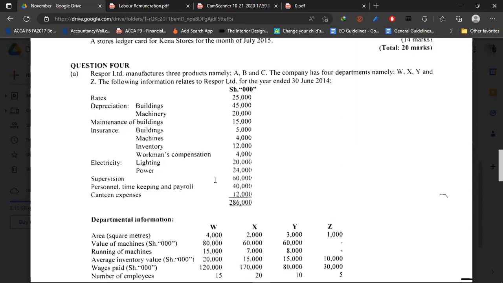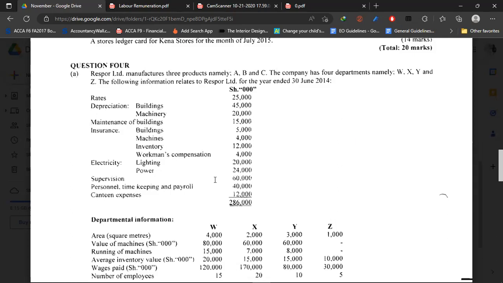So we have said that always look at the overhead items, and after you identify the overhead items, your examiner normally provides you with the departmental information. The departmental information is going to assist you to apportion the common expense which is already incurred within the departments. Now, when I look at the questions above, we can see that we are being given the overhead items from the rates to the canteen expense. Then we are going to distribute that cost based on the areas occupied or based on how those departments were able to benefit from the services provided.